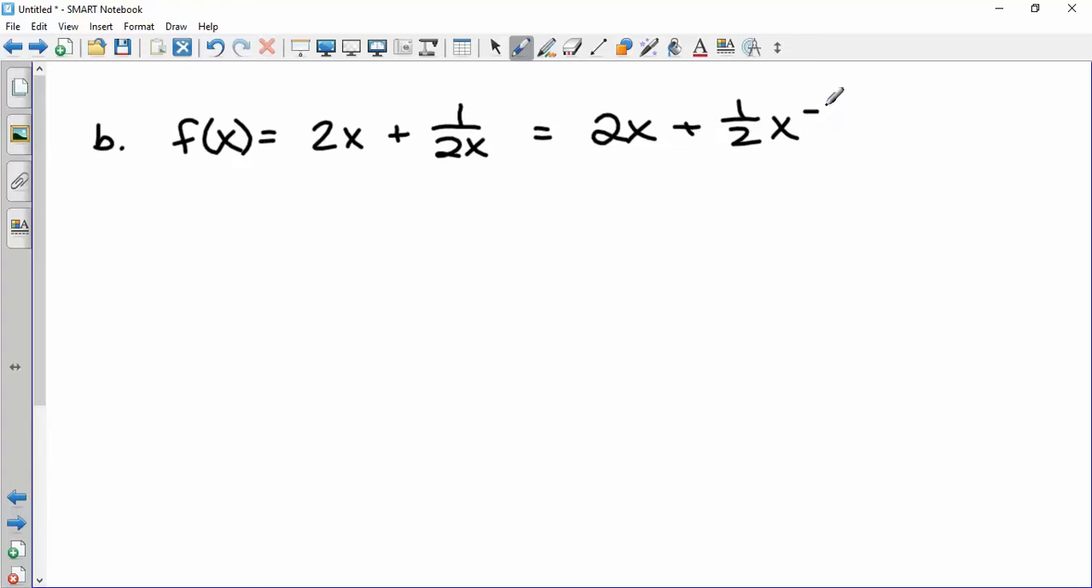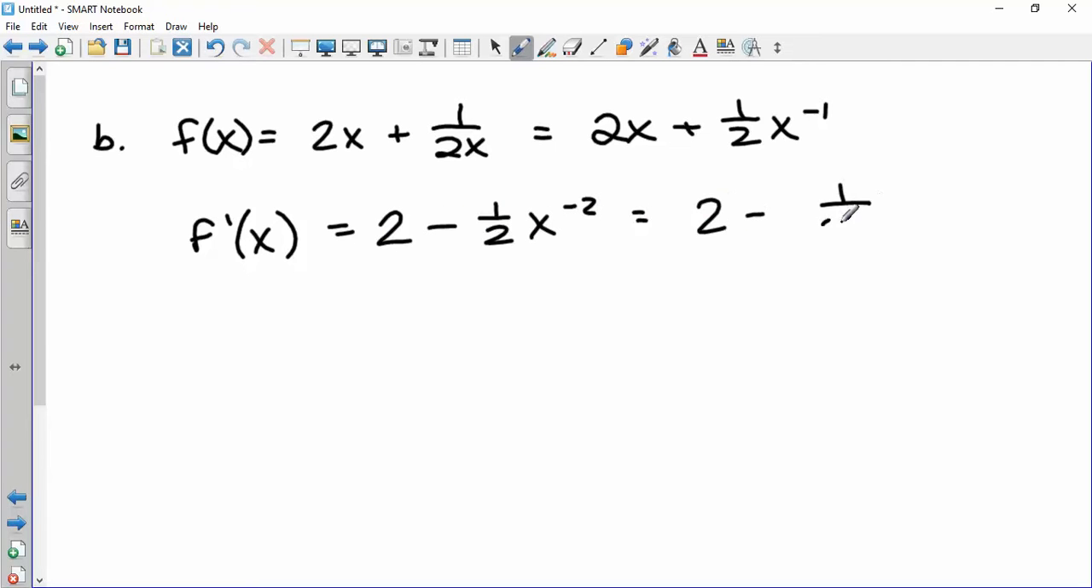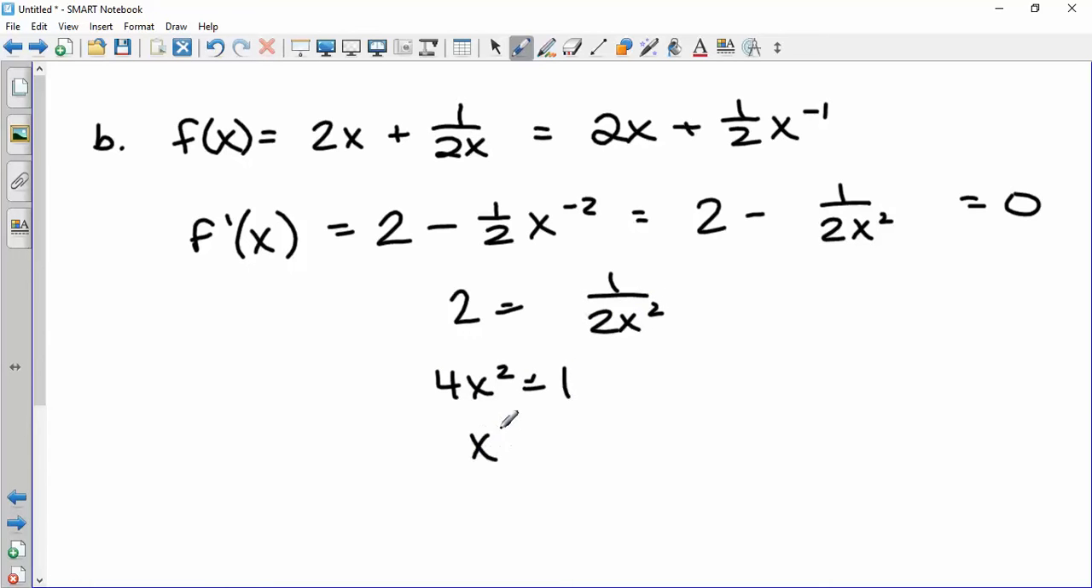Okay, so this is like 2x plus 1/2 x to the negative 1. So to find our critical points, we do our derivative. So that would be 2 minus 1/2 x to the negative 2. And that's like 2 minus 1 over 2x squared. You need to figure out anytime this is 0 or undefined. So if you set that equal to 0, you get 4x squared equals 1, so x squared equals 1/4, so x equals plus or minus 1/2.